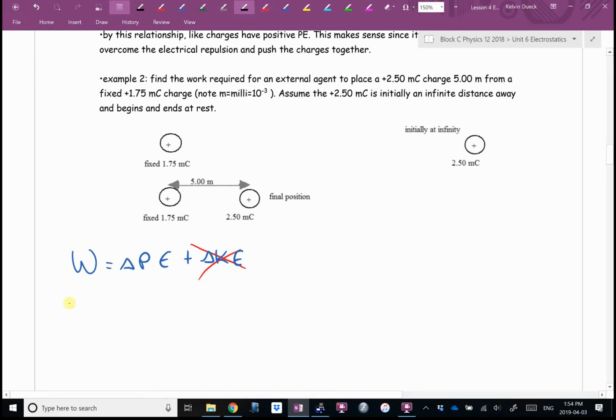What's change in anything? Final minus initial. I guess this is going to be K, big Q, little q, over R final minus... What's my initial potential energy? Where am I starting out at? So what's my initial potential energy? So it's going to be 9 times 10 to the 9th.